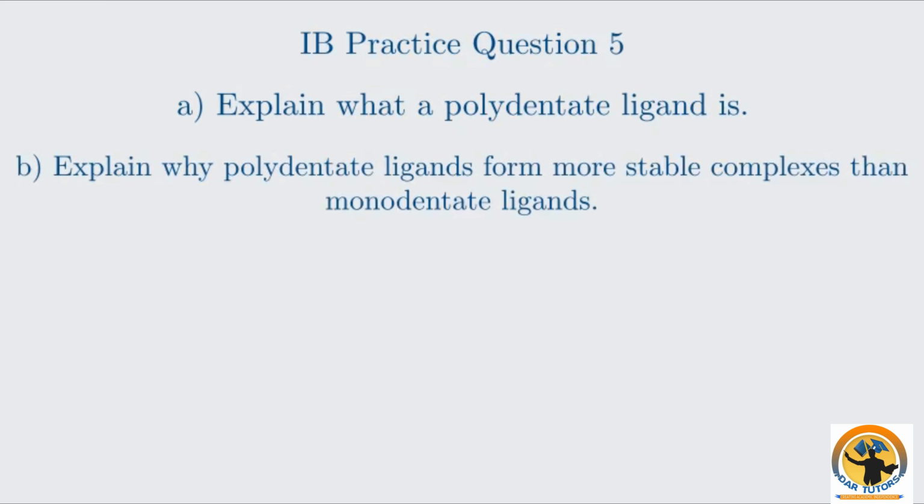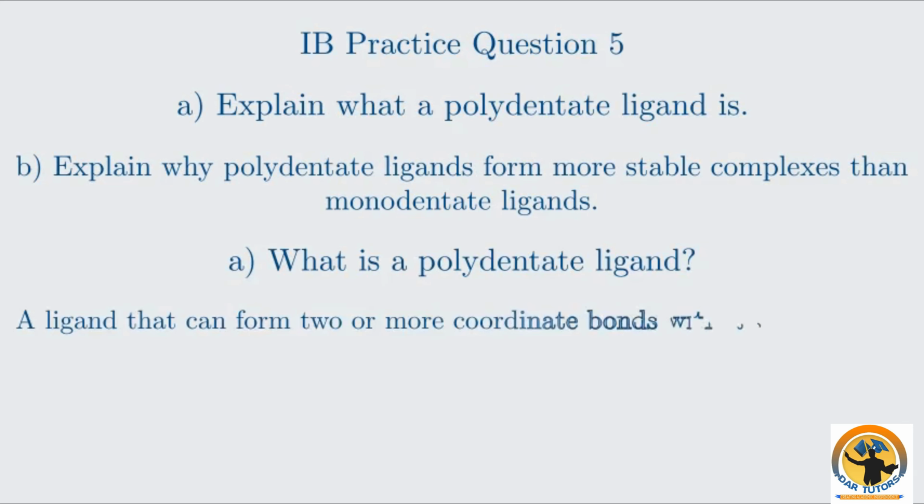Our final question, question 5, asks us to explain what a polydentate ligand is and why it forms a more stable complex than a monodentate ligand. This tests your understanding of the chelate effect. First, for part A, a polydentate ligand is a ligand that can form 2 or more coordination bonds with a single central metal cation. Common examples include ethanedioate, 1,2-diaminoethane, and EDTA. Now for part B, the stability.